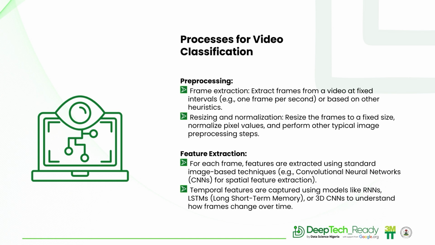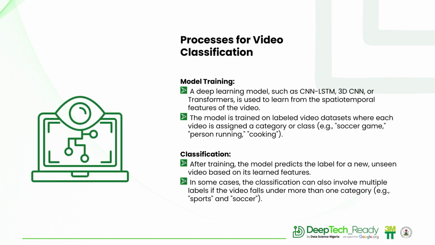What are the processes involved in video classification? Model training. Once you are done with pre-processing, then feature extraction, which is CNNs, temporal features captured by RNNs and LSTMs, you want to talk about model training. In the process of model training, you are training a deep learning model such as a CNN to LSTM, or a 3D CNN, or a transformer. You are using it to learn from the spatio-temporal features of the video.